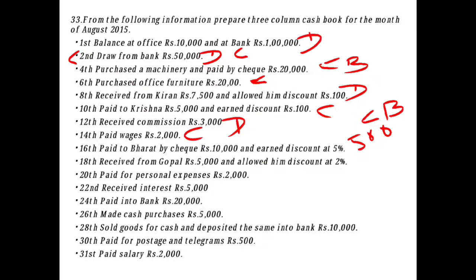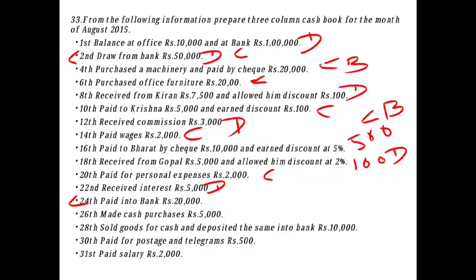Then received from Gopal 5,000 and allowed him a discount of 2%. On 5,000, 2% discount is 100 rupees, right? You record it on the debit side of the cash column: 4,900 you have received in cash and 100 rupees you have allowed as discount. The next, you have paid for personal expense rupees 2,000, which you record on the credit side as drawings. The next, you have received interest rupees 5,000, which you record on the debit side in the cash column. Then paid into bank.